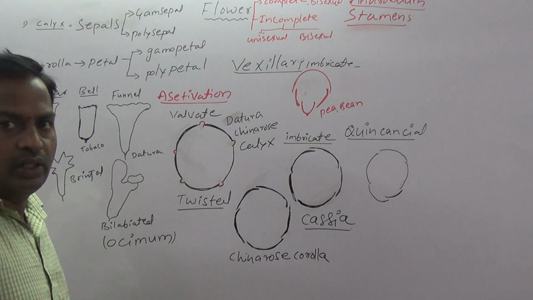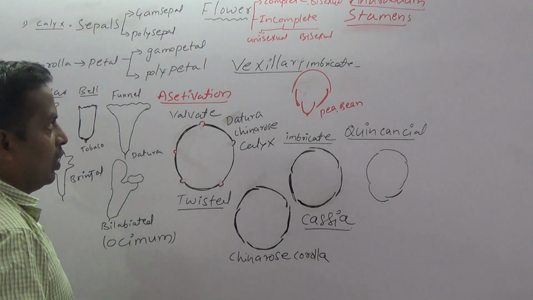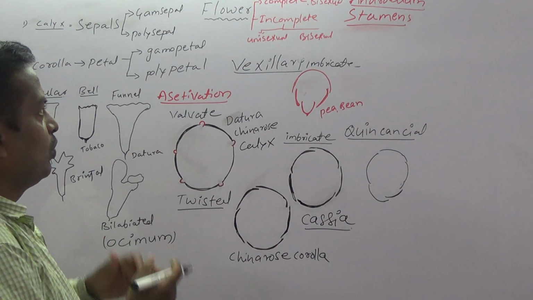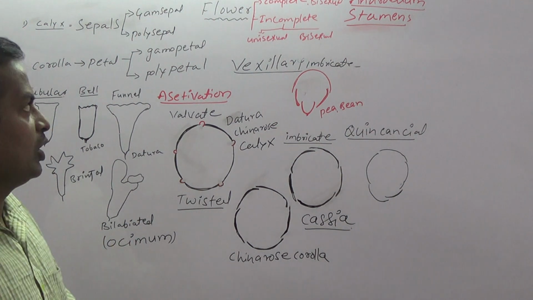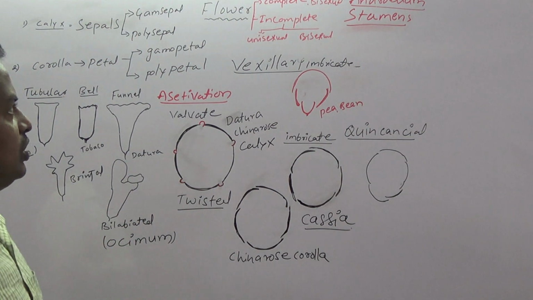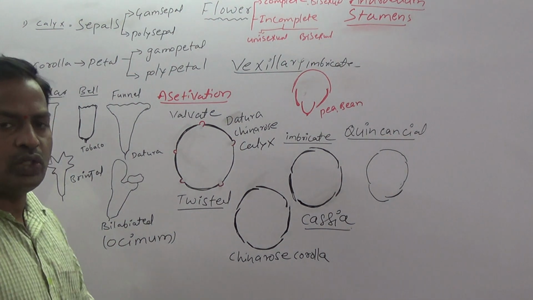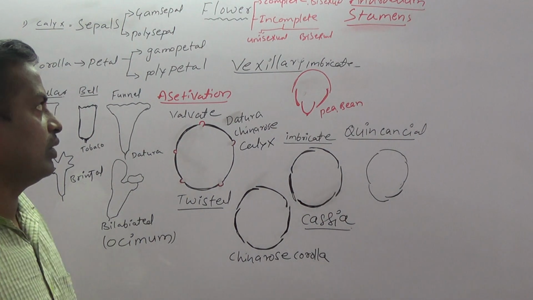So today we discuss about flower. Already we started flower in the previous class. But what is flower? Flower is one of the important reproductive parts of the plant. So generally how many types of flowers are present? Generally flowers are two types: complete flower and the second one is incomplete flower.